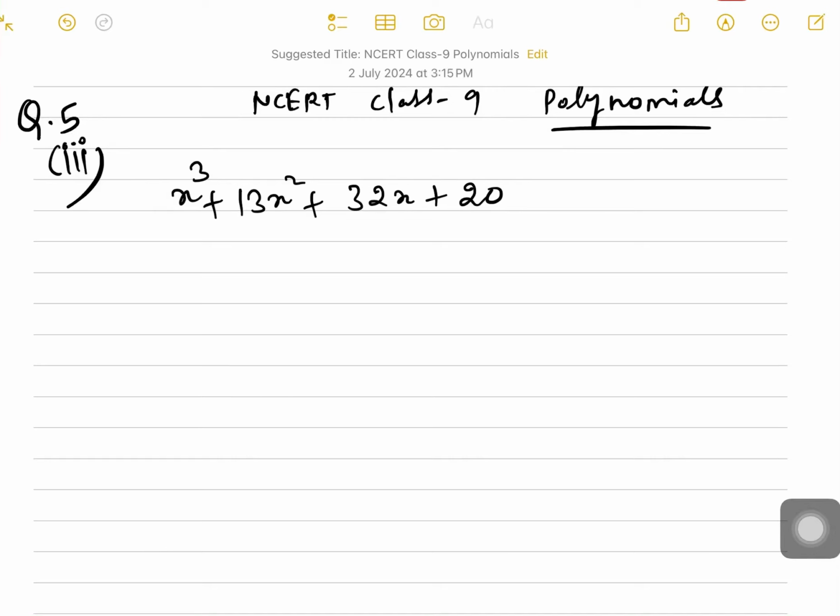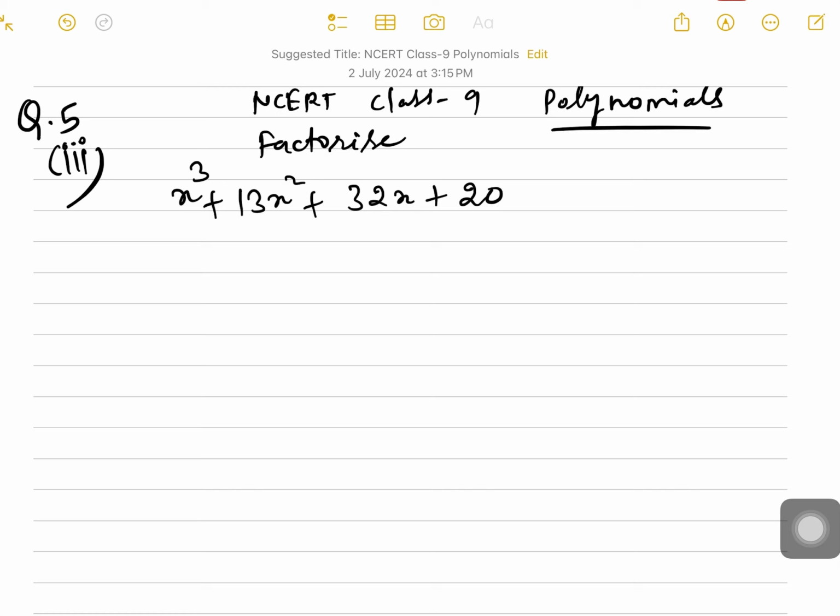NCERT class 9 polynomials, question number 5, third part we have to do. The third part is x cube plus 13x square plus 32x plus 20. We have to factorize this polynomial. Since it is a cubic polynomial, we cannot directly use splitting the middle term, so we have to use another method for this.